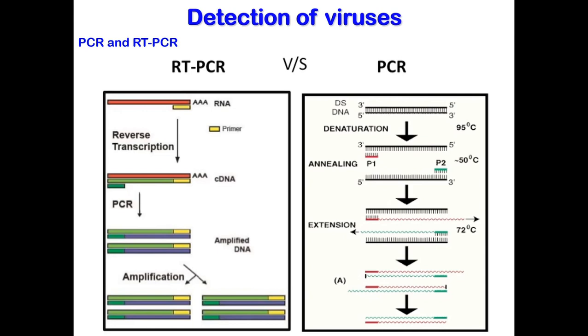And then we have reverse transcriptase PCR, RT-PCR, and this is used to detect the presence of RNA viruses. So RT-PCR differs from PCR in that the enzyme is reverse transcriptase, and this is used to make a complementary DNA from the small amount of viral RNA in the specimen. The complementary DNA can then be amplified by PCR. Both PCR and RT-PCR are used to detect and confirm the presence of the viral nucleic acid in patient specimens.